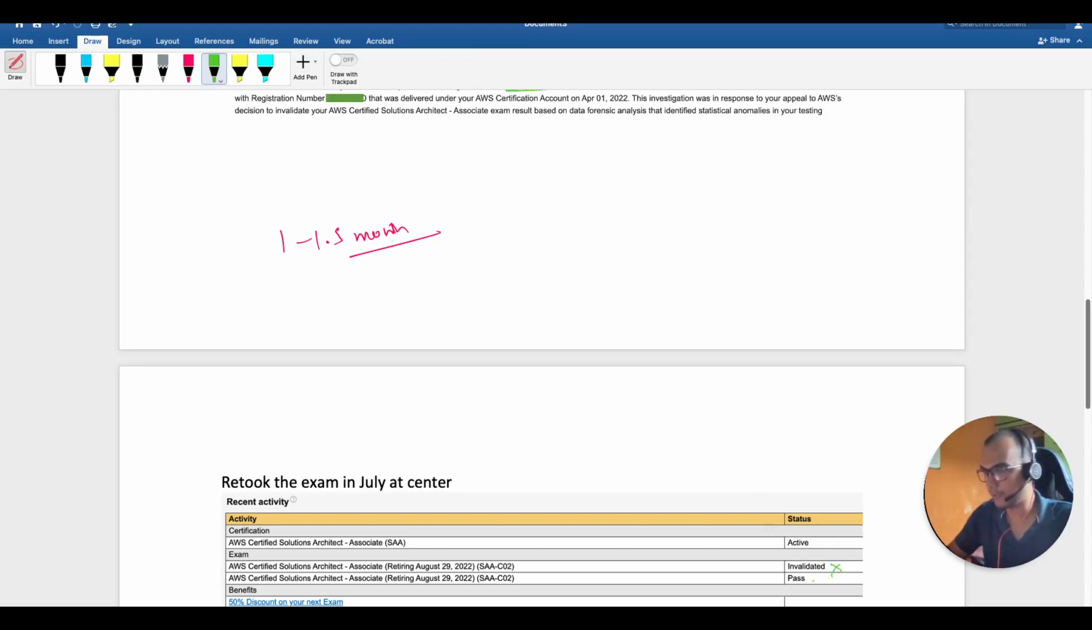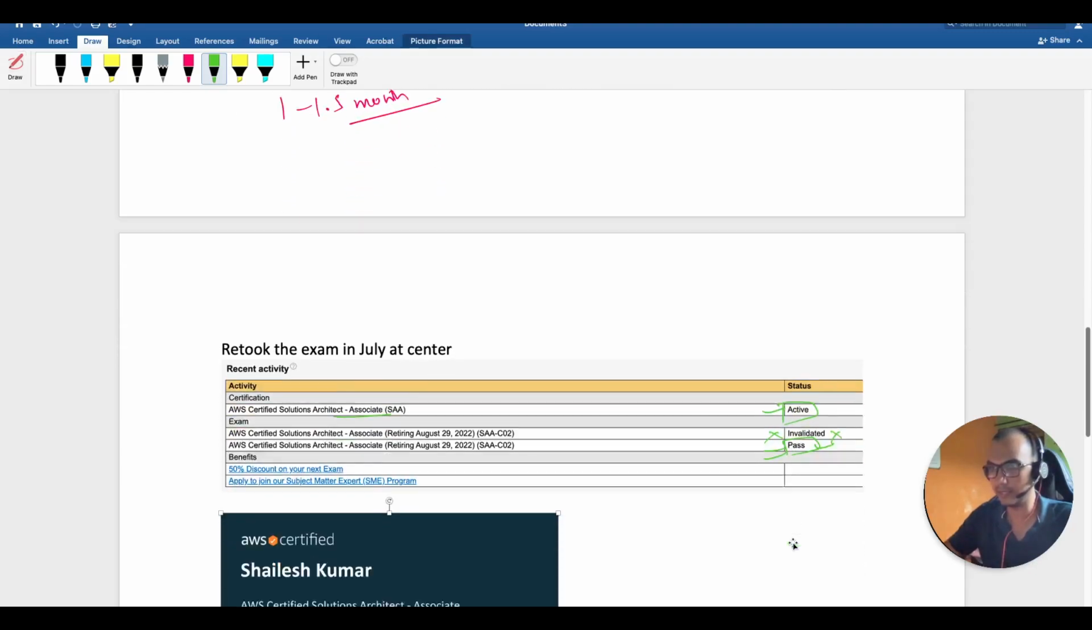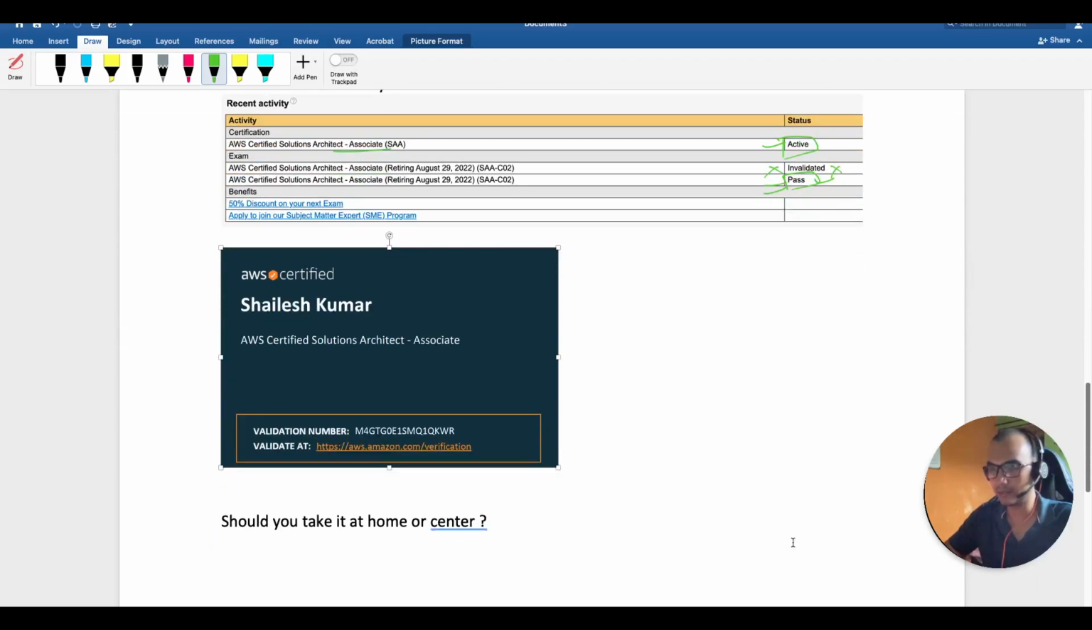This was the one which was invalidated, and this was the one which I gave last month, and this was the status. The architect associate certification is right now active because of this pass, and earlier it was invalidated, so you will not see any benefit. So this was the certificate.